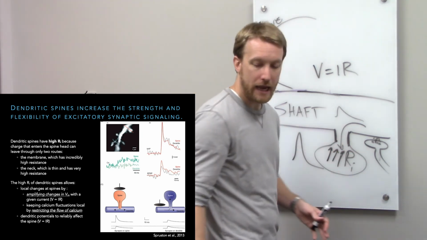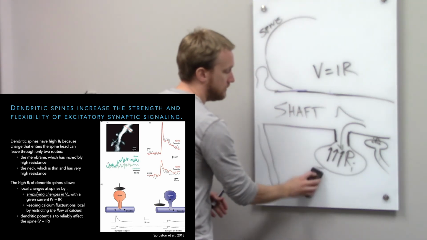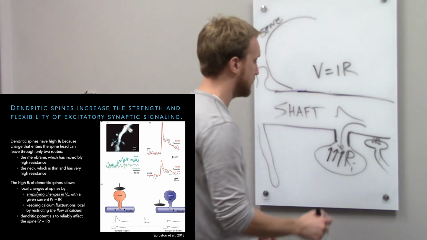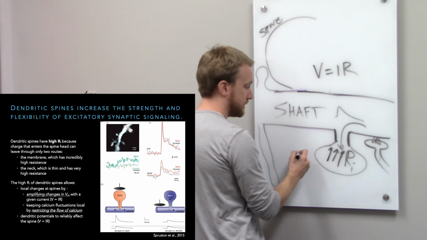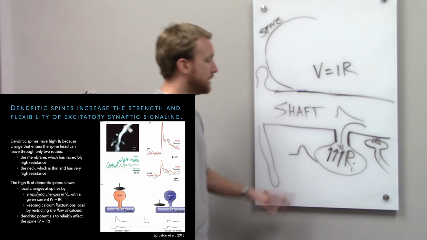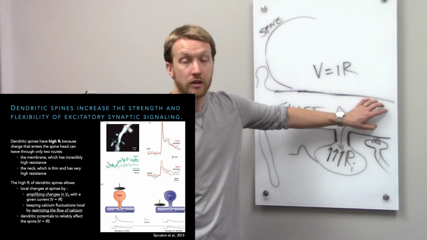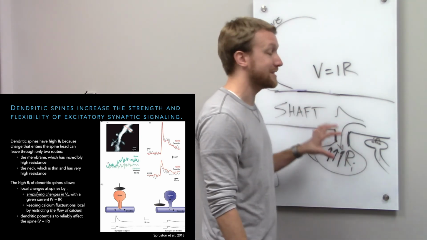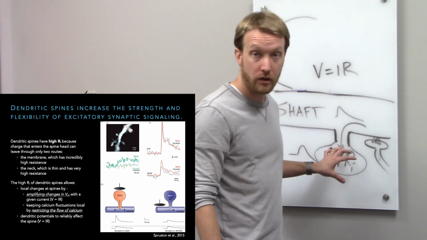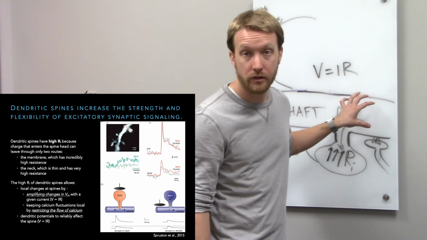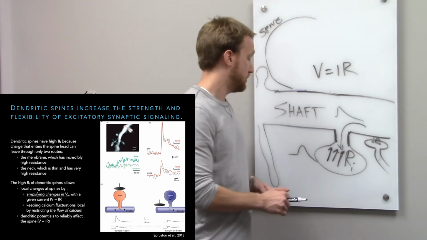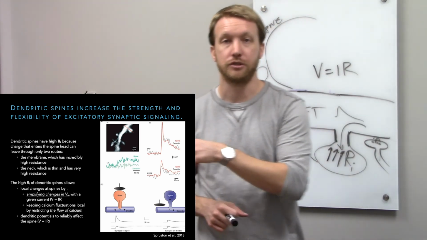Because the spine amplifies that flow, that current that comes in, we're going to see a consistent depolarization within the spine as we do in the shaft. But when we have depolarization in the spine, it's much greater than we see in the shaft. And that cartoon shows you that.